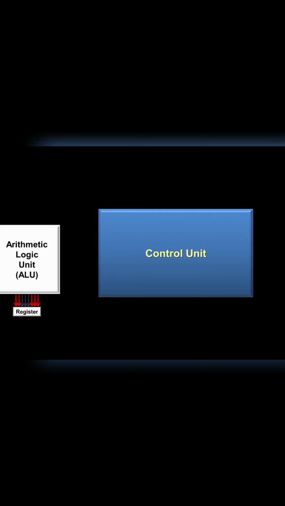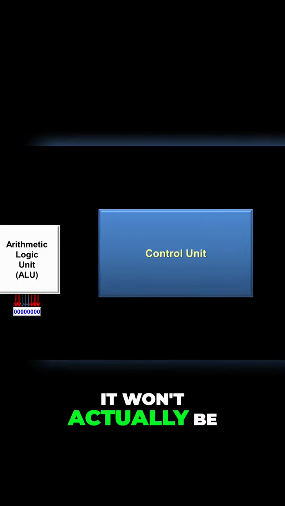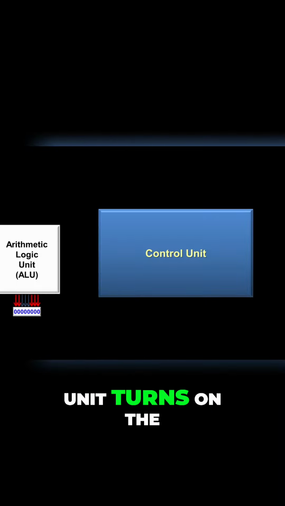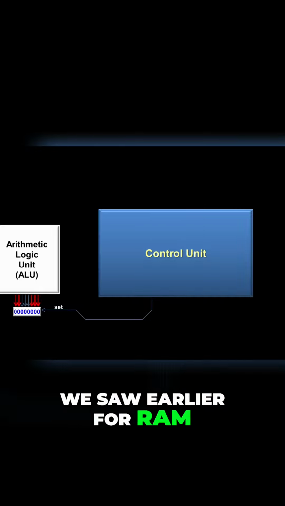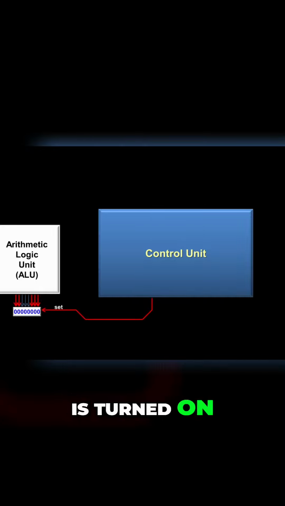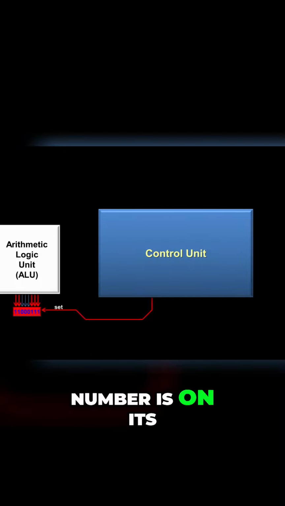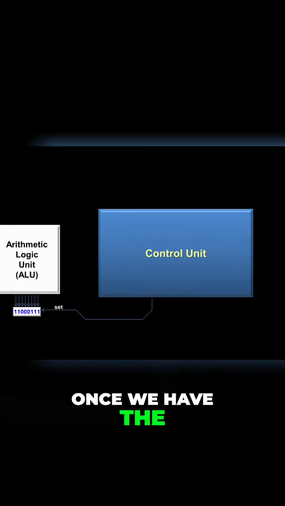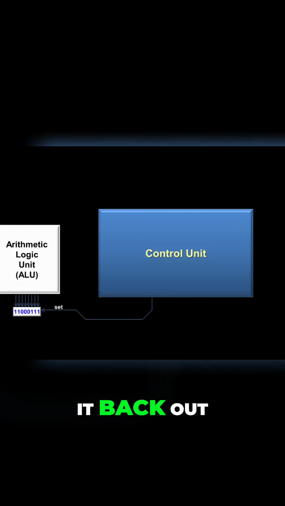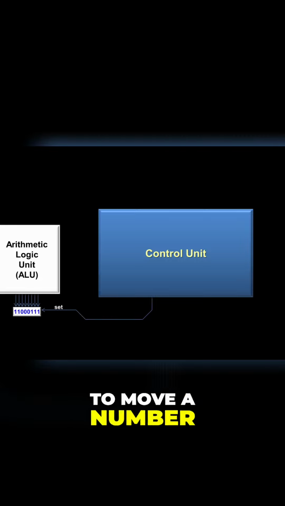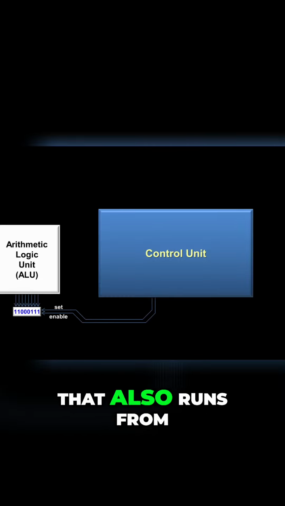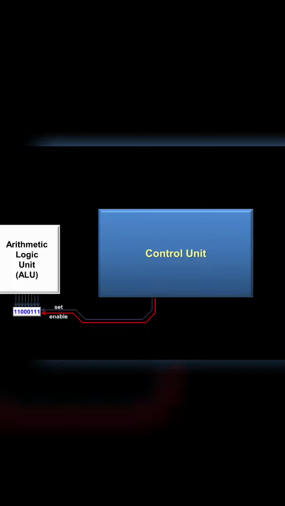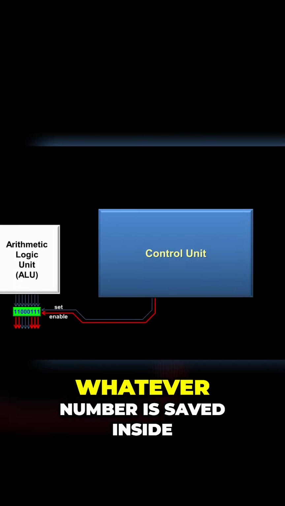When the ALU sends the output to the register, it won't actually be saved until the control unit turns on the register's set wire. The set wire is just like the one we saw earlier for RAM. When the set wire is turned on, the register saves whatever number is on its input wires. Once we have the output saved in the register, though, how do we get it back out? Well, when we are ready to move a number out of the register, we need another control wire called the enable wire that also runs from the control unit to the register. As soon as the control unit turns the enable wire on, the register will output whatever number is saved inside.